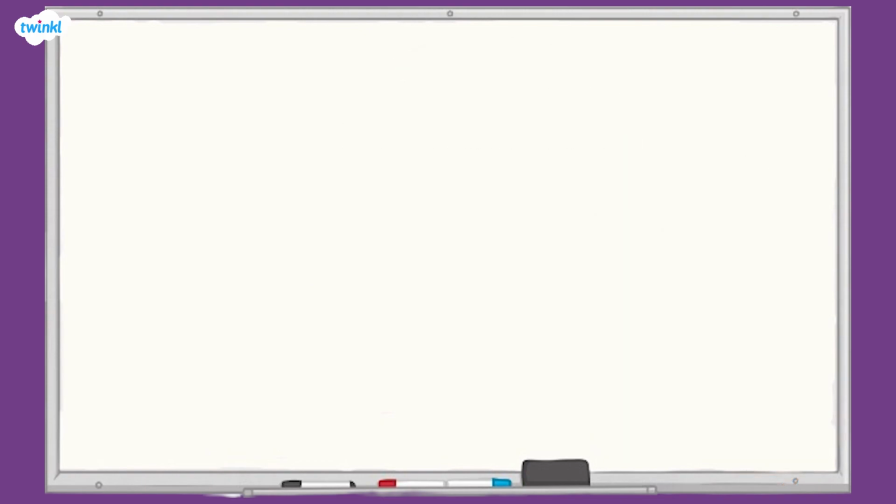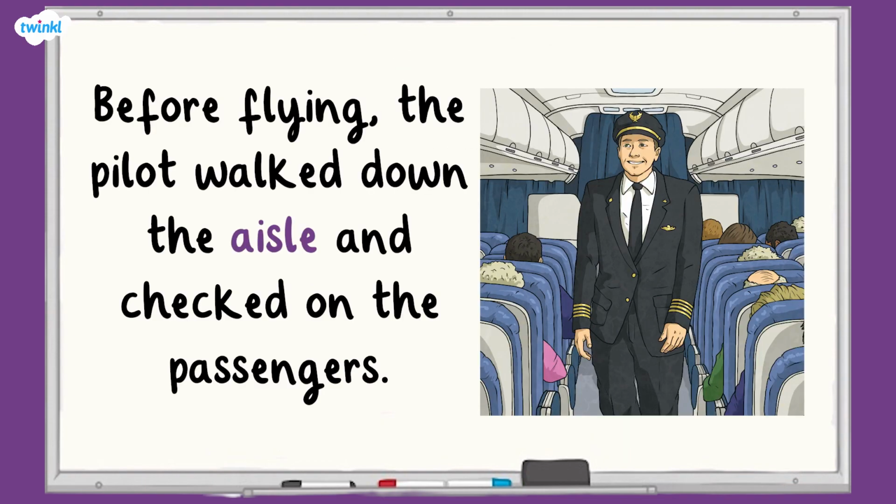For example, if I wanted to write the sentence, "Before flying, the pilot walked down the aisle and checked on the passengers," I'd need to use the homophone aisle, spelled A-I-S-L-E. This word means that the pilot walked between the seats and checked on the passengers.